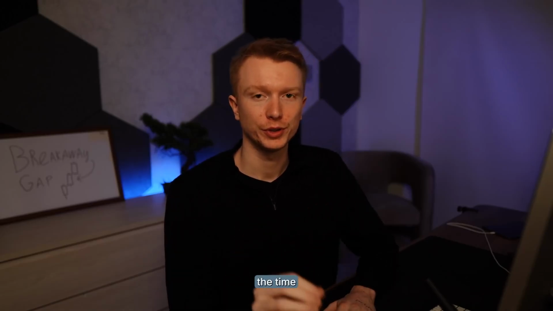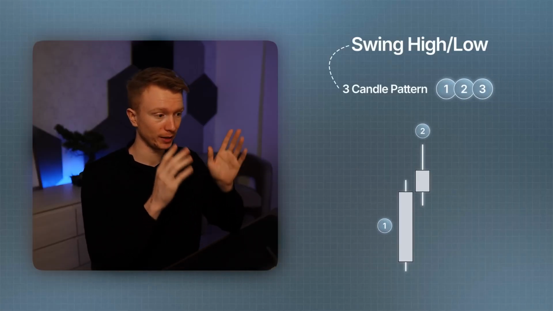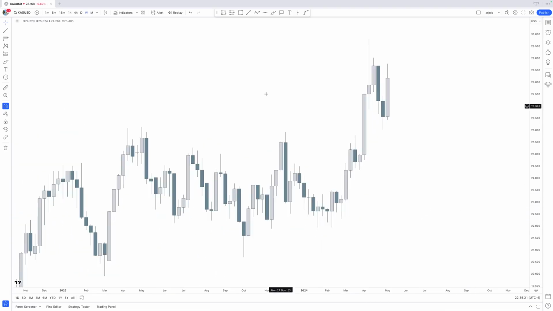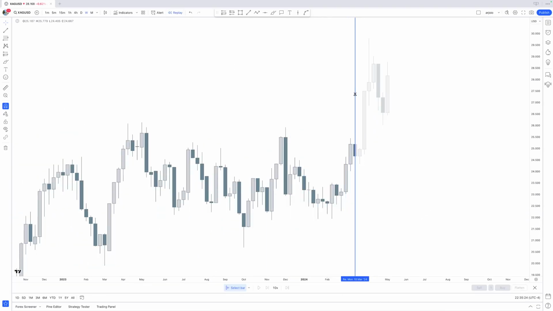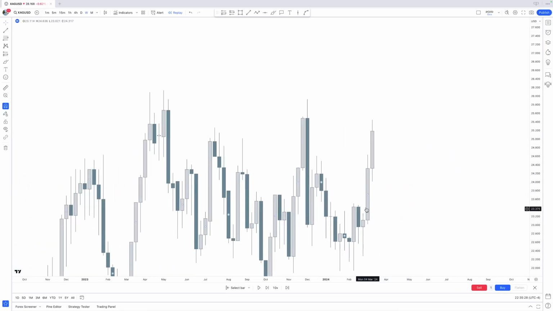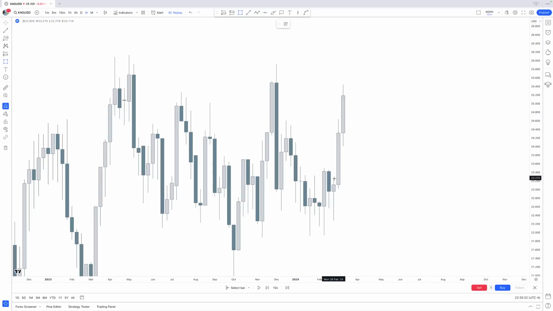Now, most of the time, your draw on liquidity is going to be a swing high or a swing low. Again, swing high, swing low, those three candle patterns that you see on the screen right here. When we have a chart like this, for example, and we are currently on the weekly time frame, which is quite important to note, then we see that we have been moving higher aggressively right there, also seen by this fair value gap right there.